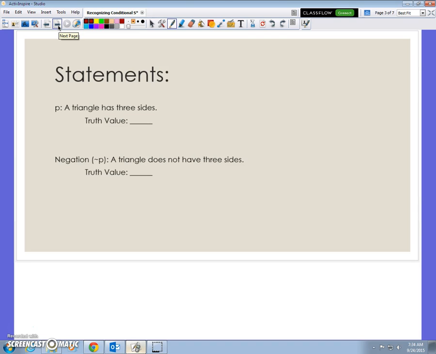Okay, statements. Let's take a look at these statements and decide, are they true or false? That's basically all we're doing. A triangle has three sides. Is that true or is that false? Well, hopefully we all know that that is true. Its negation, I know this is kind of an elementary example, is a triangle does not have three sides. If the statement is true, its negation should be false, and it is. A triangle does not have three sides is a false statement. So there's an example of a statement and its negation.